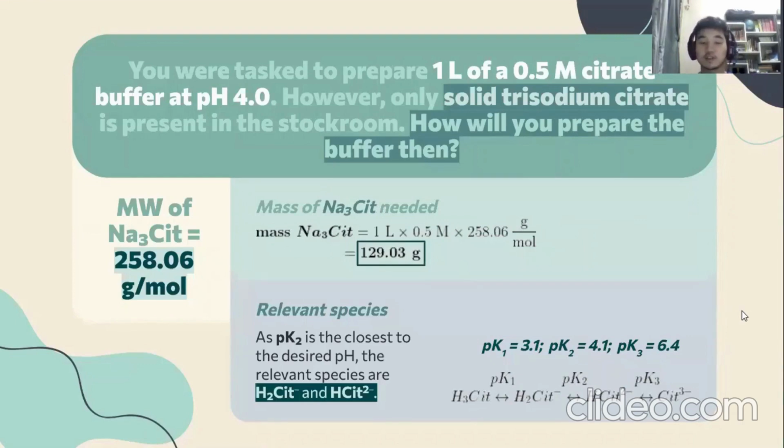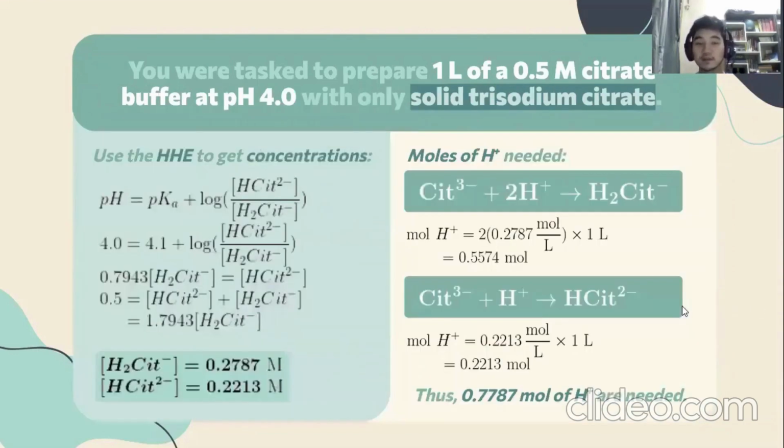Next, we must figure out the relevant species in the solution. Since pK2 is the closest to the desired pH, since pH is 4 and pK2 is 4.1, the relevant species are the monoanion and the dianionic forms of citrate. Next, we use the Henderson-Hasselbalch equation to get the concentrations. Plugging in the pH and pKa values of 4 and 4.1, this gives us a concentration of the monoanion at 0.2787 molar, and the concentration of the dianion is 0.2213 molar.